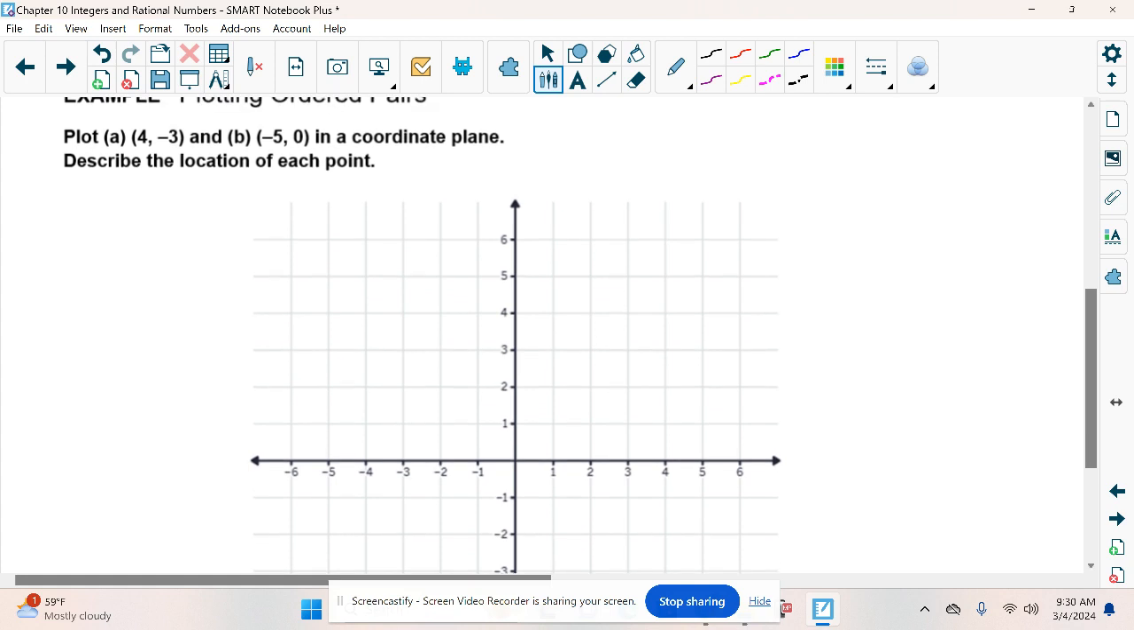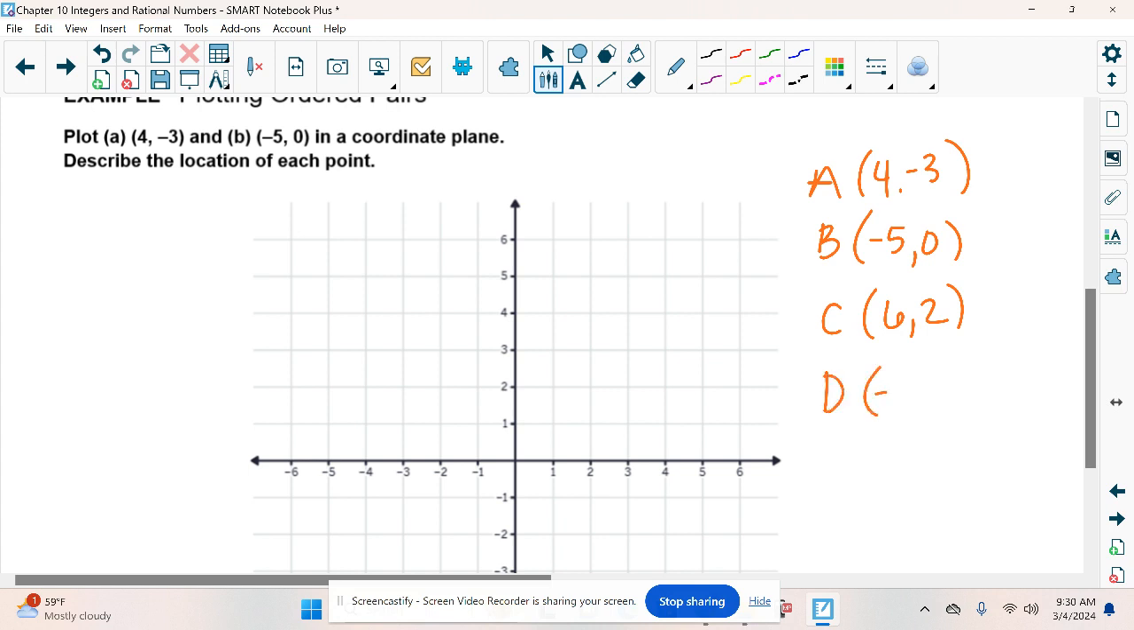Here the directions only give us a few points to plot. I want us to plot more than this. Okay. So we've got A, 4, -3. B, we've got -5, 0. And then I want us to find C, 6, 2. And then I want us to find D, -3, -4. I want us to copy those down, and we're going to plot those points.